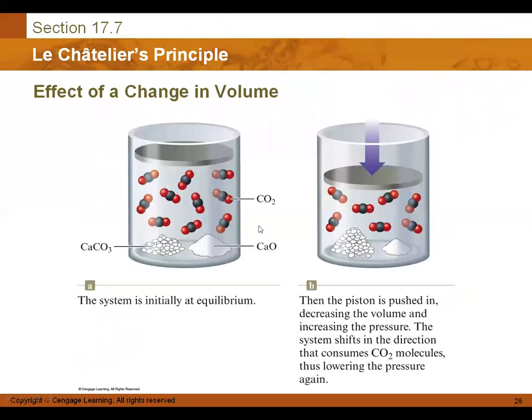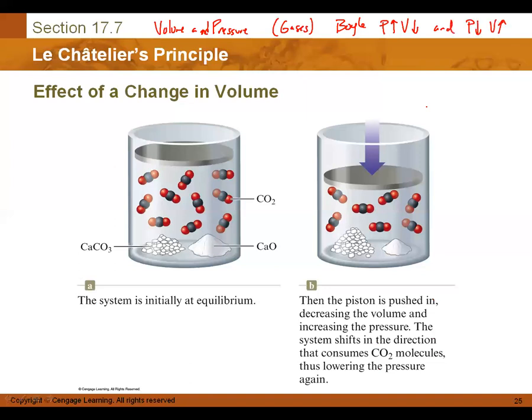So let's talk about what happens when we change volume and pressure. Volume and pressure are essentially tied together. You may remember that they often deal with gases. And our good friend Boyle said that as the pressure goes up, volume goes down, and vice versa. The pressure goes down as the volume goes up.